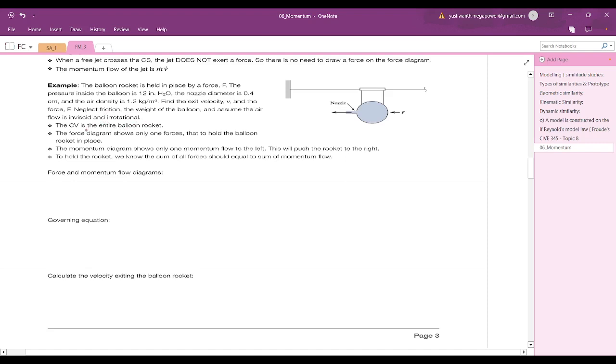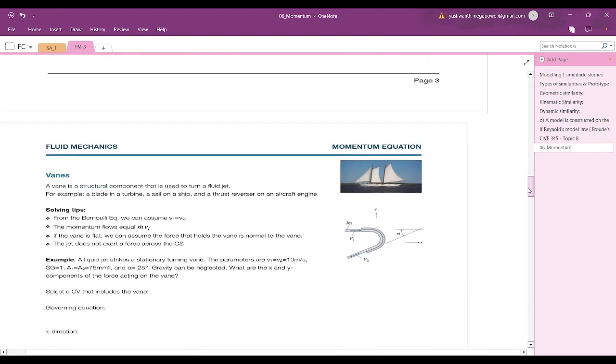The control volume is the entire balloon rocket. The force diagram shows only one force, that is to hold the balloon. So here in this case also, the air is coming out of the balloon. It means it is a free jet crossing the control surface. Therefore, this jet will not exert any force. However, to keep this balloon in position, initially we have applied some force. Therefore, in the force diagram, except this given force, no other force will act. So based on that, we can solve this question.